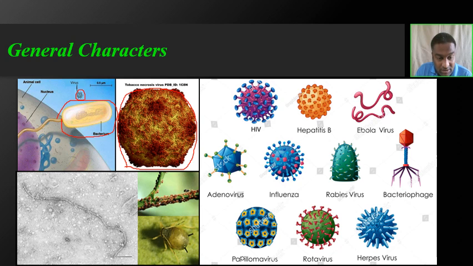Then the largest size of the virus is that of the citrus tristeza virus. Here is the electron microscopic structure of the citrus tristeza virus, which has a size of 20,000 nanometer, which is actually slightly smaller than the bacterium.